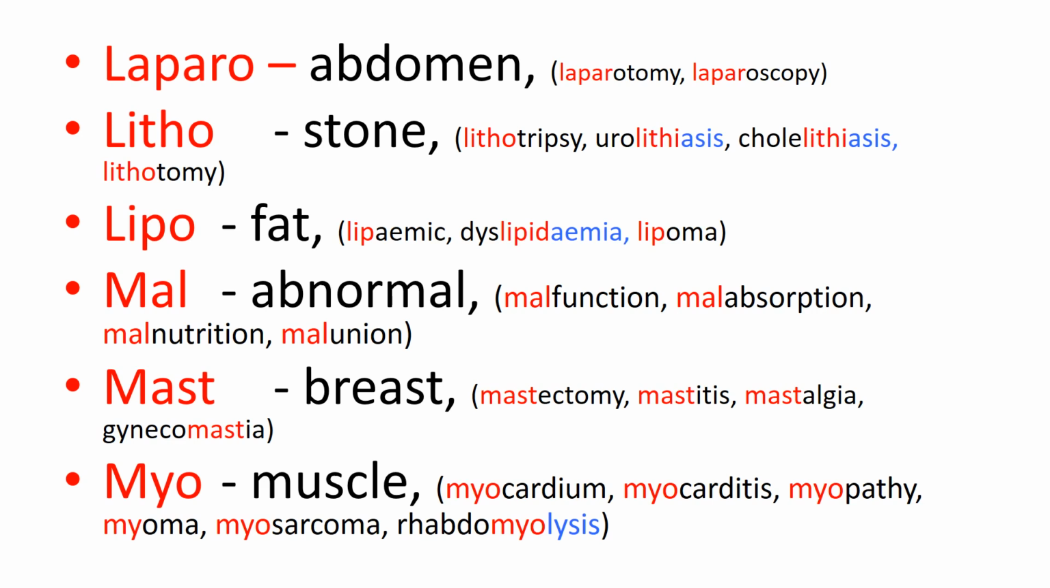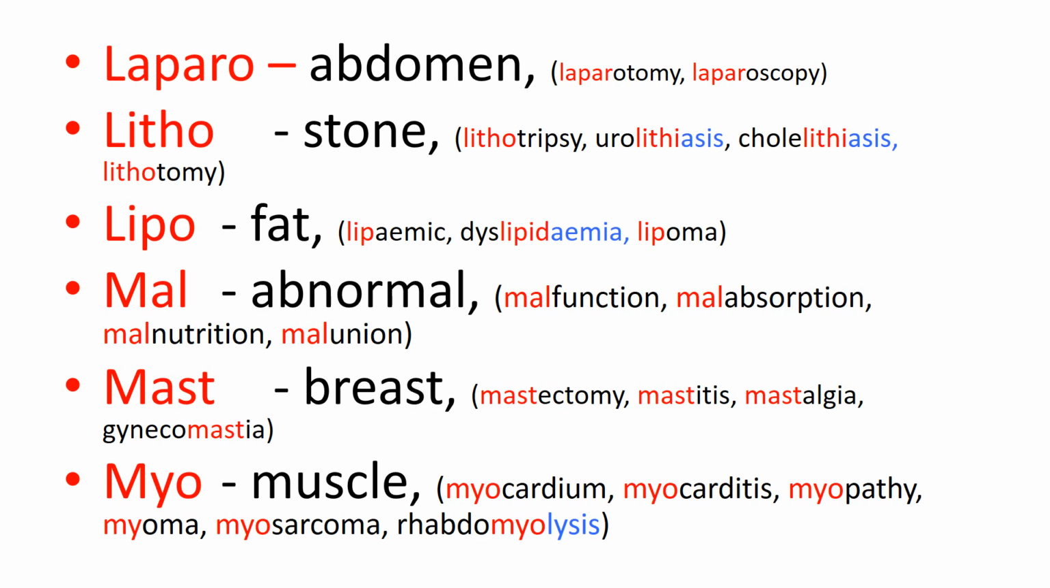Mast is to do with the breast. So mastectomy would be surgical removal of a breast. Mastitis is inflammation of a breast. Very often mastitis can occur as a complication of breastfeeding where there's bacterial infection in a breast, but it does tend to respond very well to antibiotics, though it is a painful condition. Mastalgia, algia is pain, so mastalgia would be pain in a breast.